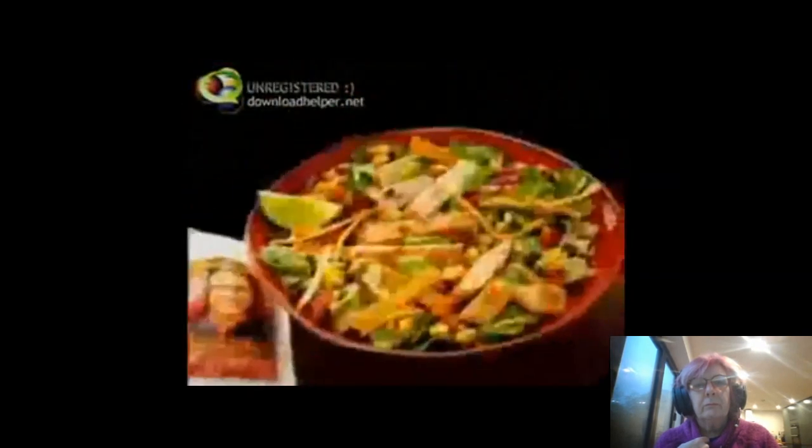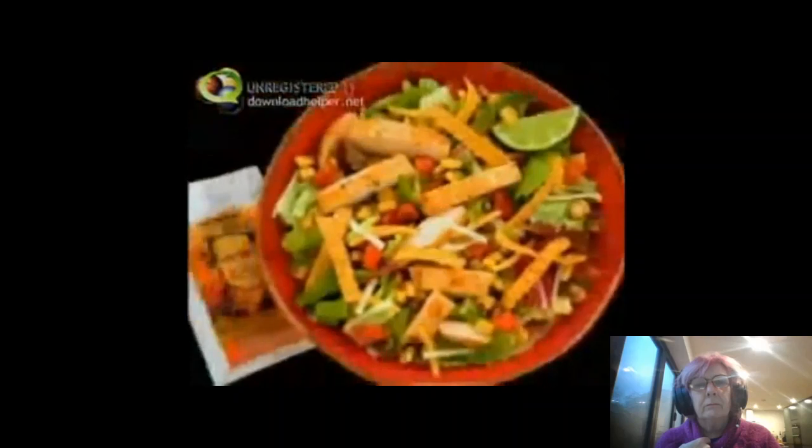So if you look at our ads that were targeted to the general market, you'll see the emphasis on the variety of fun things in the Southwest chicken salad.